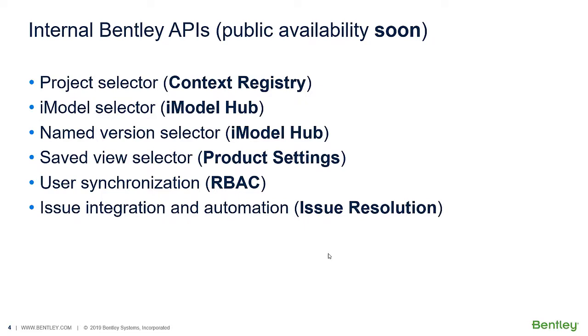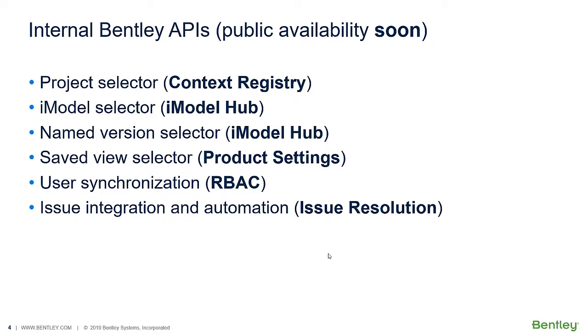So for project selector, we used a service called context registry. That's our API that lets you save context in relation to something. In our case, we are, for example, fetching all of the iModels that are under some project, and that project selection is made in context registry. It's also used by the iModel Hub API and other services too. Once we picked that project, we select the iModel, and that is done by using the iModel Hub API.